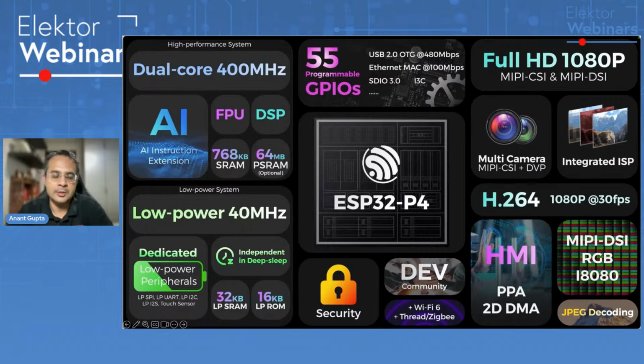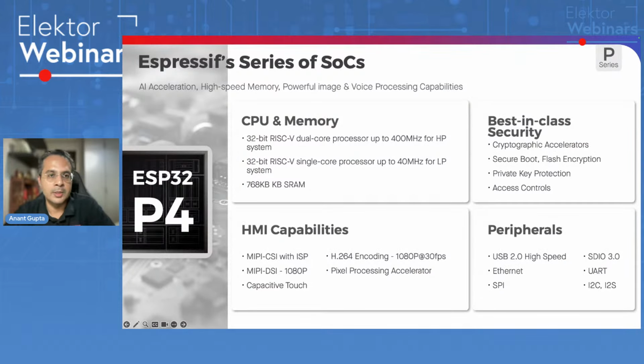So ESP32-P4, this is just an overview of what all it has. It has AI instructions, it has a dual core, 55 GPIOs, a lot of HMI capabilities, a lot of security features. It has a very wide development community as well as some frameworks which we have introduced. It has a dedicated low power system. So just a very high-level overview. It has H.264 encoding in hardware. From the series of SoC, it has AI acceleration, high-speed memory, powerful image and video processing capabilities.